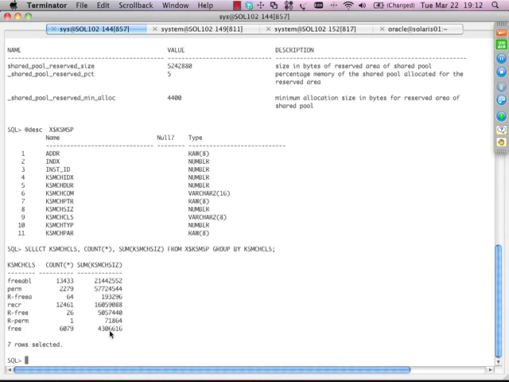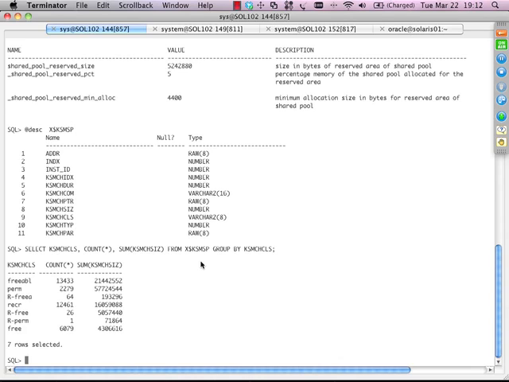So this is a better indication of how much free space we have, if you look into this that way. But even that is not enough, because sometimes shared pools get fragmented. Or actually, I have to say, shared pools are always fragmented.